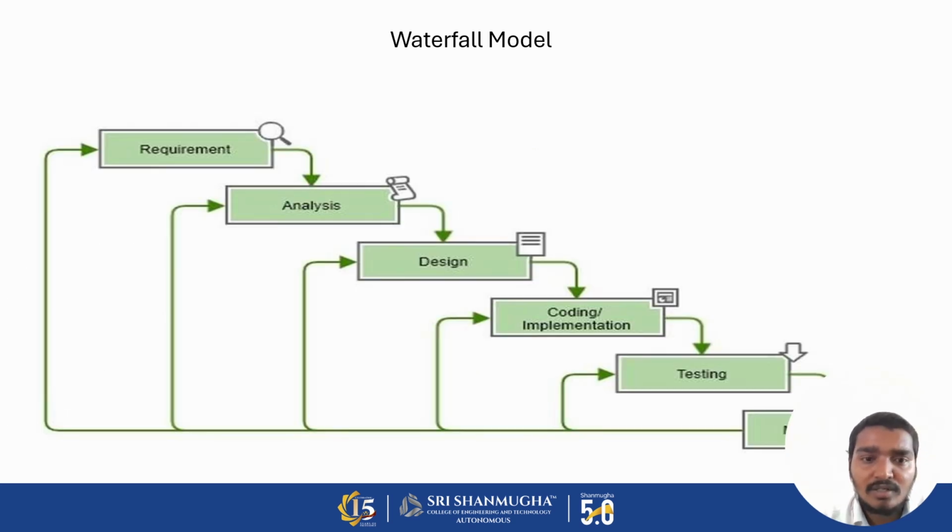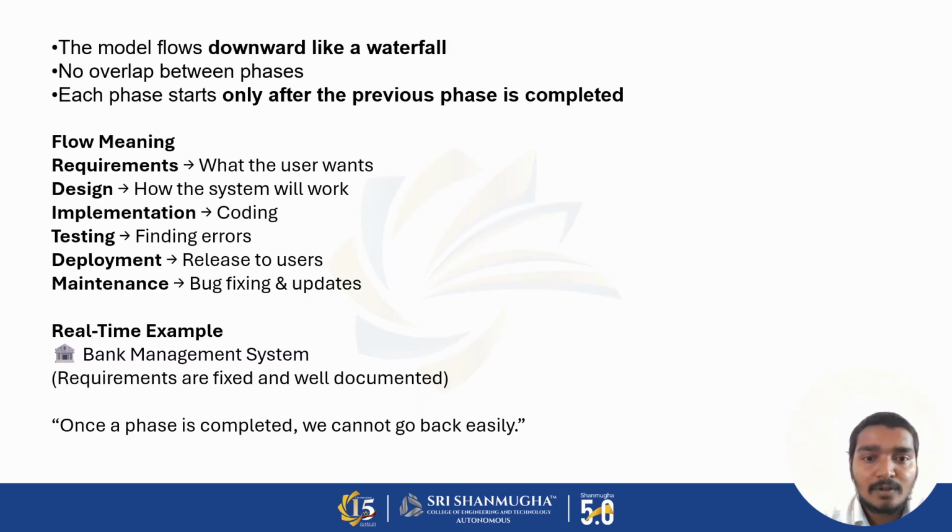So the waterfall model. The user gives the requirements, which are analyzed, then the design is made, then coding and implementation, then it goes to the testing process, and then it gives feedback. It's called the waterfall model. There is no overlap between the phases. Each phase starts only after the previous phase is completed.